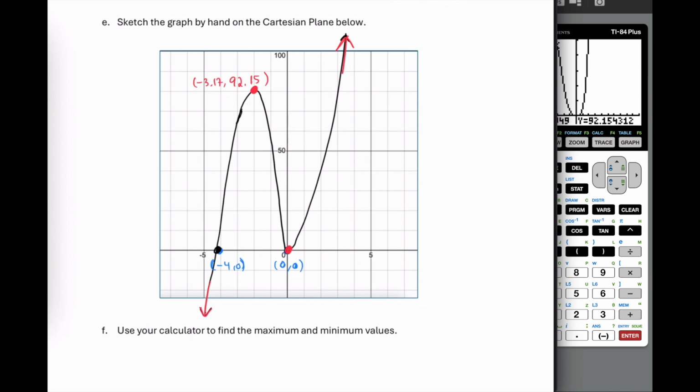We found the ordered pair at which the maximum occurs, but when we're asked to find the maximum and minimum values, the question here is going to be answered with the y coordinate of the ordered pair. So the relative maximum value for this polynomial function is 92.15, and the relative minimum for this polynomial function is 0, which is the y coordinate of this ordered pair.